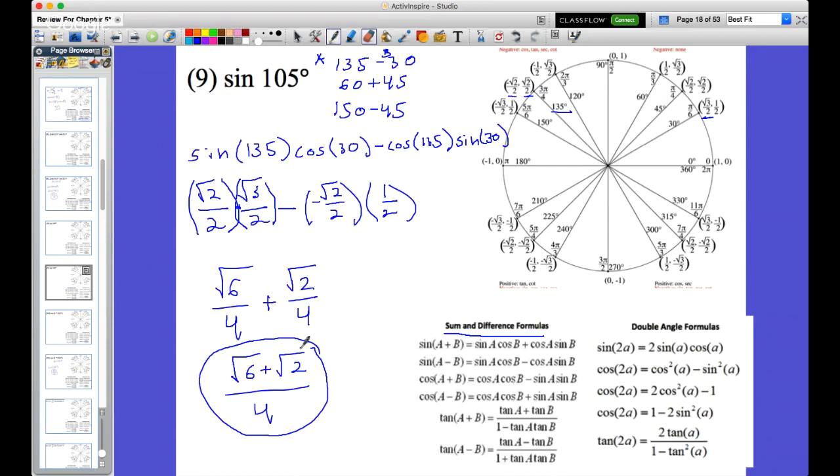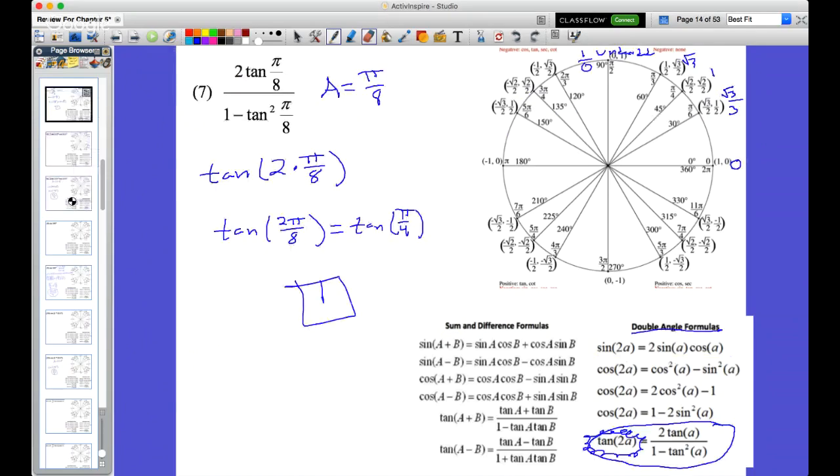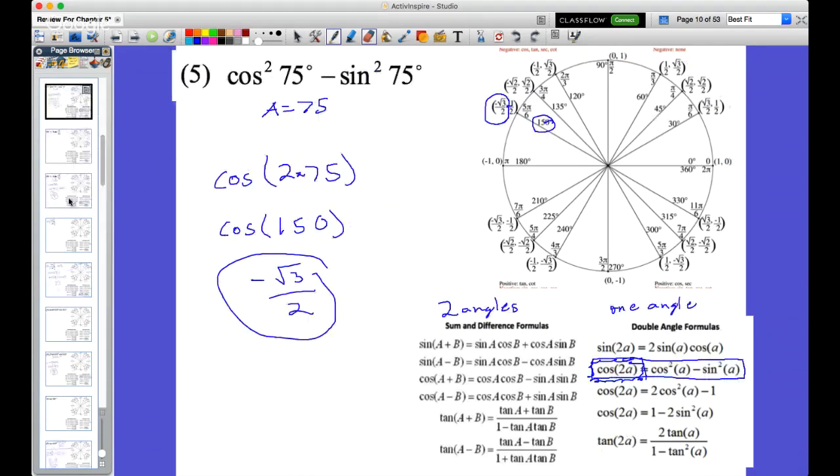So we've worked out a lot of problems, but we're going to move on to the next section. If you have any questions regarding sum and difference formulas, here's the main concept that you need to know through all of these. Sum and difference formulas require us to use 2 angles. Double angle formulas require us to use 1 angle.